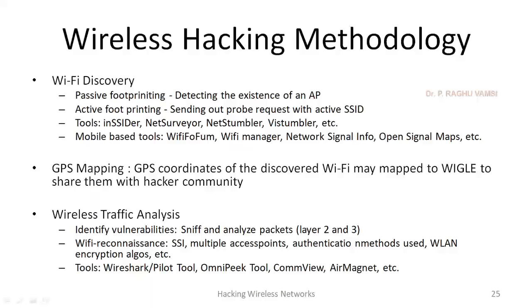The next one, this second step, is optional actually. You may do it or may not do it. But a group of hackers, when they are targeting a set of wireless devices in an organization or in any campus, used to do this particular activity like GPS mapping. What they do is first identify the access points in a campus or in a geographical area, and point out the GPS coordinates. They will map these GPS coordinates with WiGLE to share them with the hacking community, so that other hackers in the community may also join in to break or hack the wireless devices.